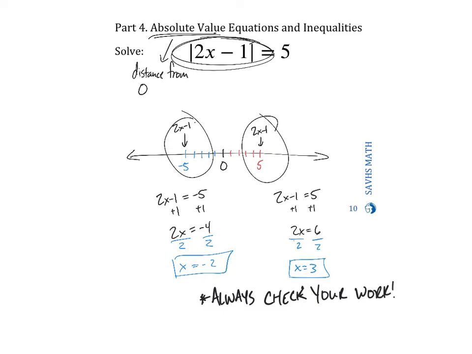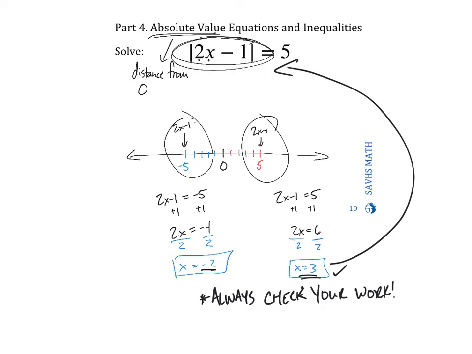Especially with these absolute value ones, sometimes we get what's called an extraneous solution, and an extraneous solution is just an extra one that doesn't actually work when you put it back in the original equation. So we need to take these solutions and put them back into the original thing and see what we get out. So let's put in 3. 2 times 3 is 6. 6 minus 1 is 5. The absolute value of 5 is 5. And so this one works, yes.